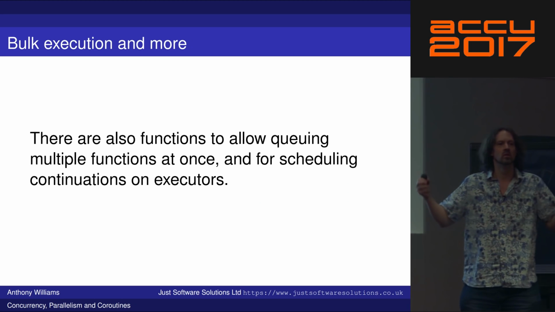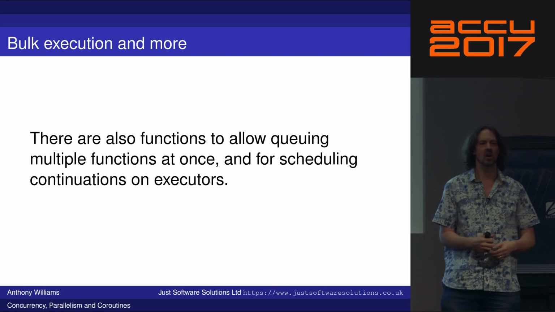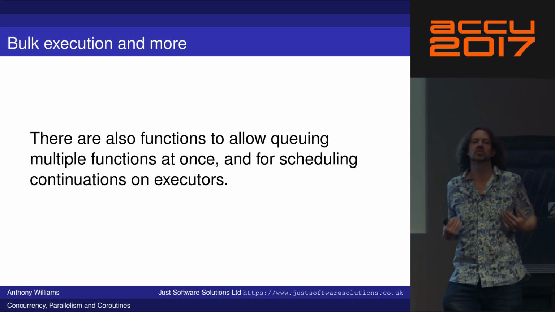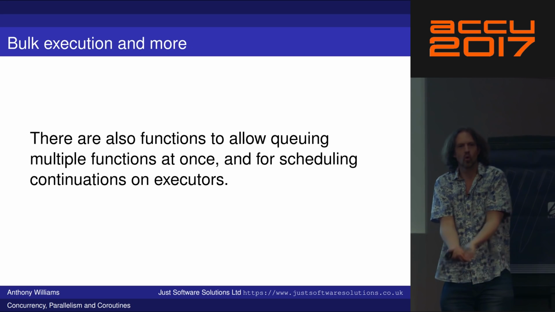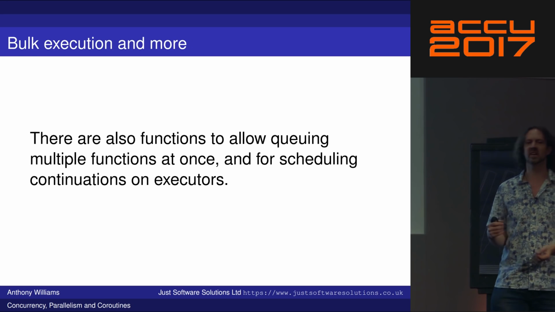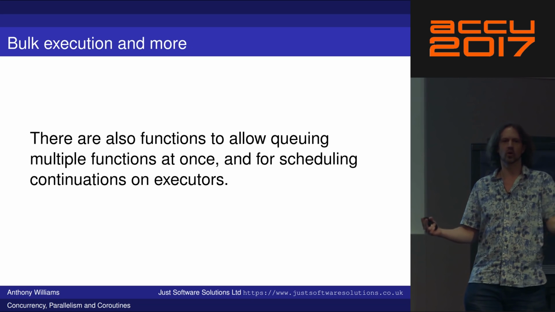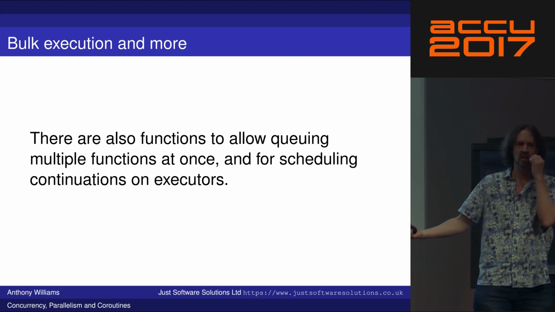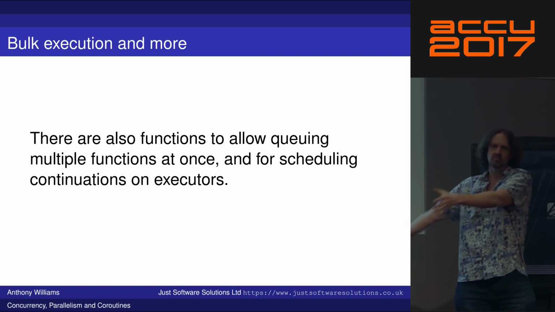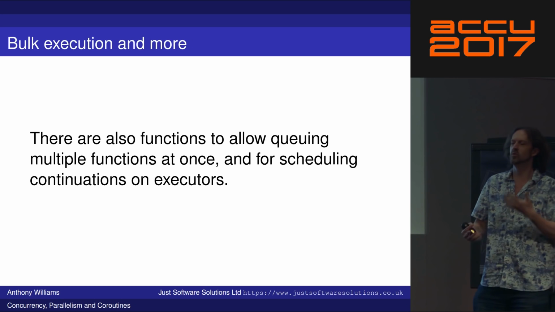And then there's more. There are functions to provide bulk. So I'm going to give you 100 functions to schedule on the executor all at once. And then the executor can take them all and deal with that as it sees appropriate. It can either just queue them individually, or it can use that advantage to only lock the queue once if it's got a queue with a mutex lock on it, and then just put the whole lot on the queue, or it can spawn them all at once, or whatever it feels is best.